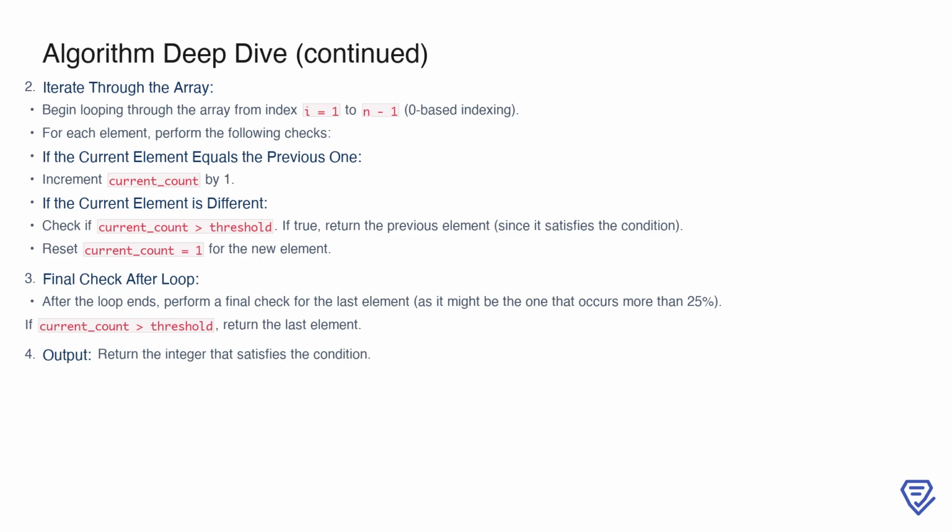After finishing the loop, there's one final check. The last element of the array might still be the one that meets the condition, so we verify if its current_count exceeds the threshold. If it does, we return it as the result. Ultimately, this ensures that we evaluate every possibility in a single pass.